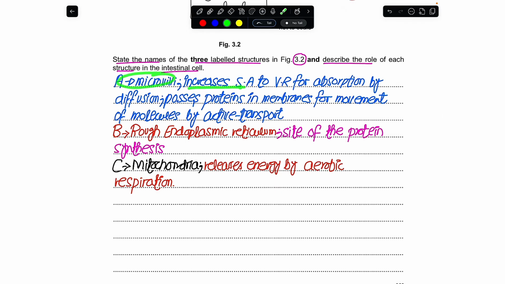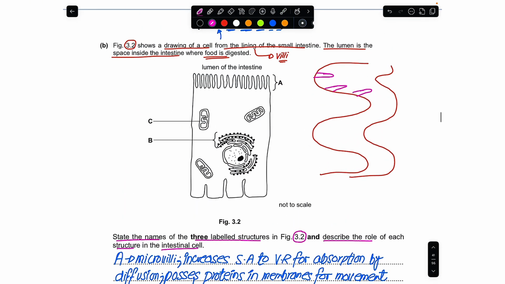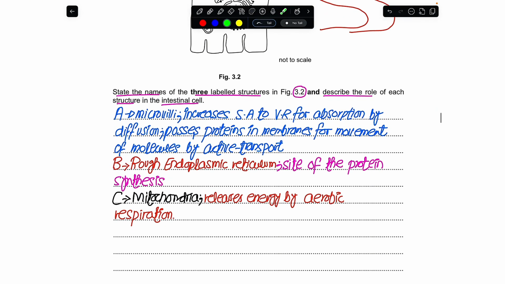So if I were to simply read my answer for you, as I've said, A is microvilli, this increases surface area to volume ratio for absorption by diffusion. Or you could also say that these microvilli have some transport proteins in them that facilitate the movement of the molecules for active transport. Now, against microvilli, either you write this point or you write the point relative to the presence of enzymes within the cell membrane.